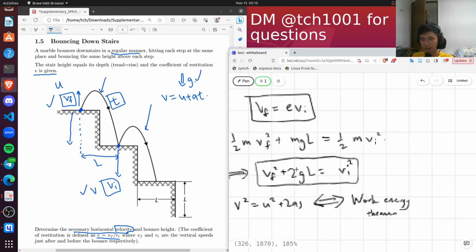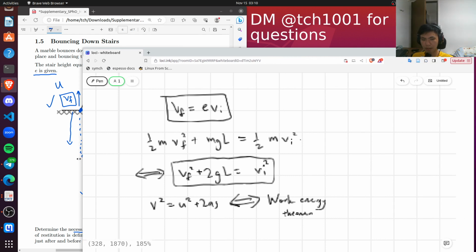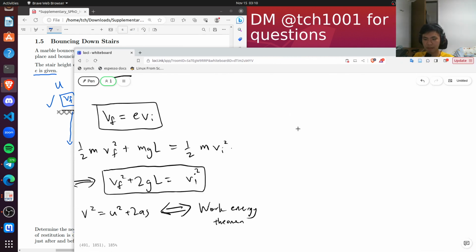All that remains is to solve these two equations simultaneously. We substitute Vf into the energy equation. We get e squared Vi squared plus 2gL equals Vi squared. Remember we want to find Vi in terms of the constants, so Vi squared equals 2gL over 1 minus e squared.